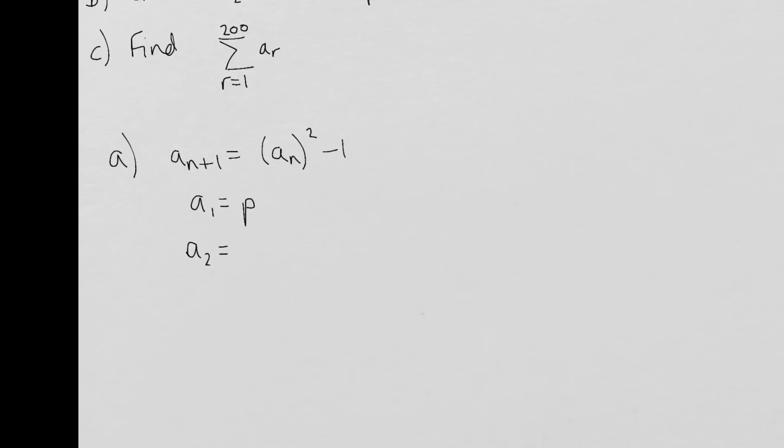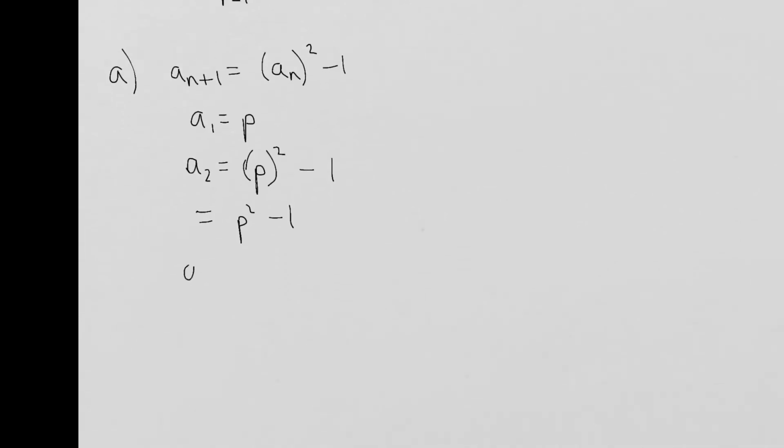So A2 would be the previous term, which is P, all squared, and then subtract 1. So that makes my second term P squared minus 1. For my third term, A3, I would need to take my previous term, which in this case now is all of that, so P squared minus 1, all squared, subtract 1. So the third one is going to give me, so if I expand that bracket, remember that when we square it, it will look like this.